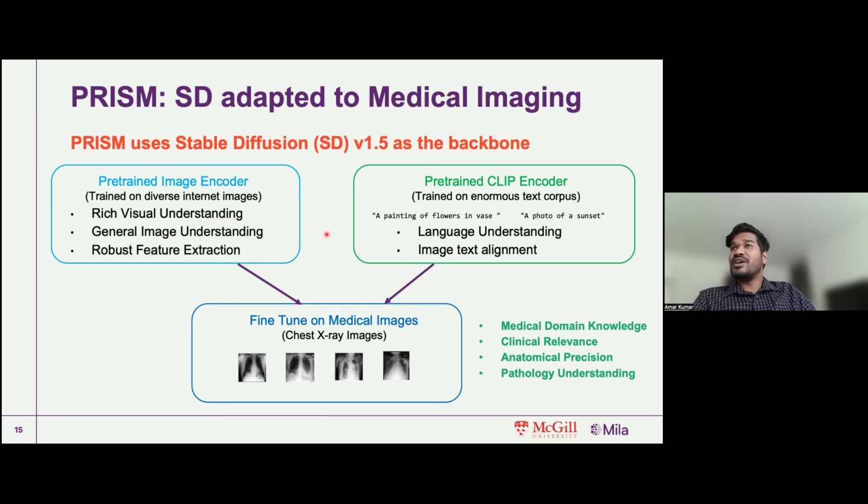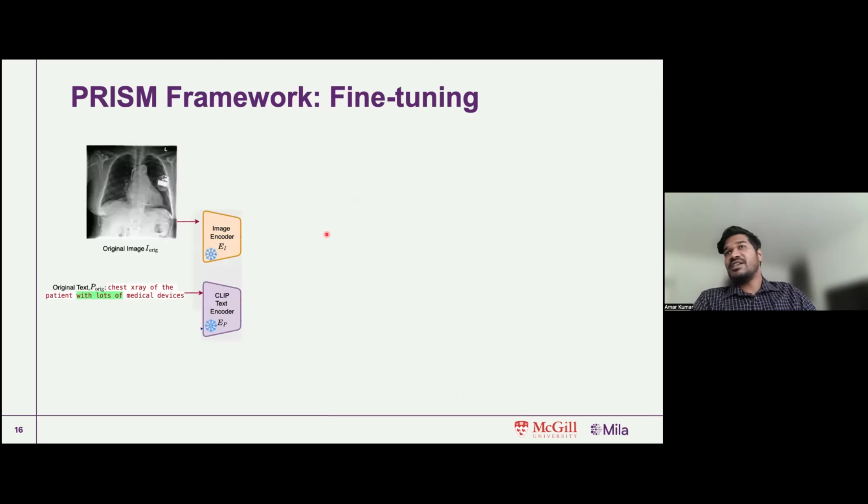So let's look into the architecture in a bit more detail. This architecture is the same as the original Stable Diffusion. We have the image encoder and we have the CLIP text encoder. This CLIP text encoder takes natural language as input. In this case, we have a chest X-ray of a patient with lots of medical devices. Notice that these two encoders are frozen. So that's the beauty of the model. We are not modifying a lot of things. It's an image encoder that is trained on natural images, still has a very good and rich representation of medical images.